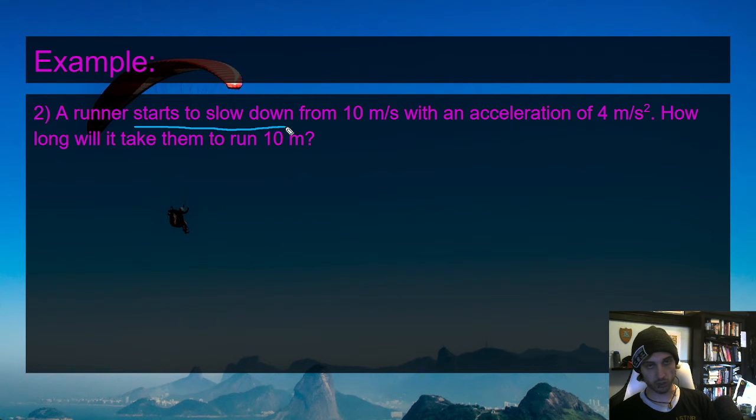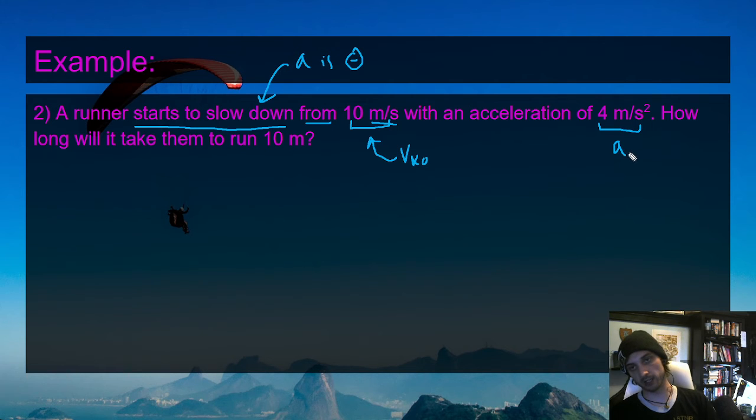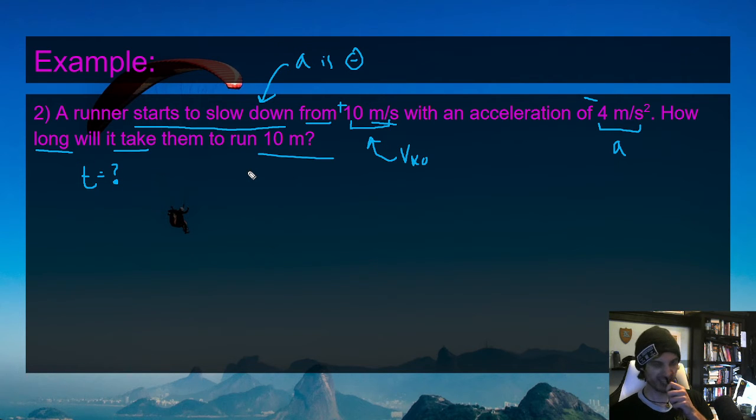All right, starts to slow down. So that's telling me that whatever my acceleration is, it needs to be negative. From 10 meters per second. So that from part is telling me that this is at the beginning, meaning this is my initial. Meters per second tells me that it's velocity. With an acceleration of 4 meters per second squared. All right, the meters per second squared tells me that's acceleration. The fact that it said slow down means I should throw a negative in front of here if I want to make this positive. How long, so I'm looking for time, will it take them to run 10 meters? So time is the thing I don't know. And we're being asked about a distance of 10 meters.